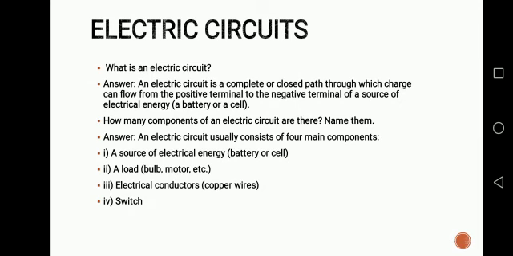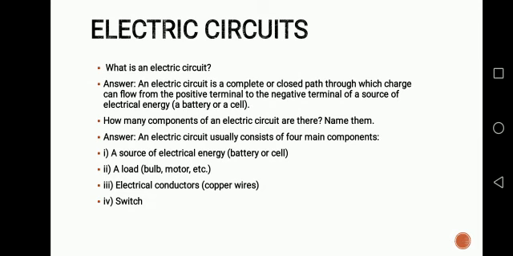So what are the components of electric circuits? Number one, a source of electrical energy that drives the charges, a battery or cell. And what is electrical energy? Electrical energy is the ability of an electrical source, for example a battery or cell, to do work. The next component is a load on which the charges do some useful job, for example bulbs or motors.